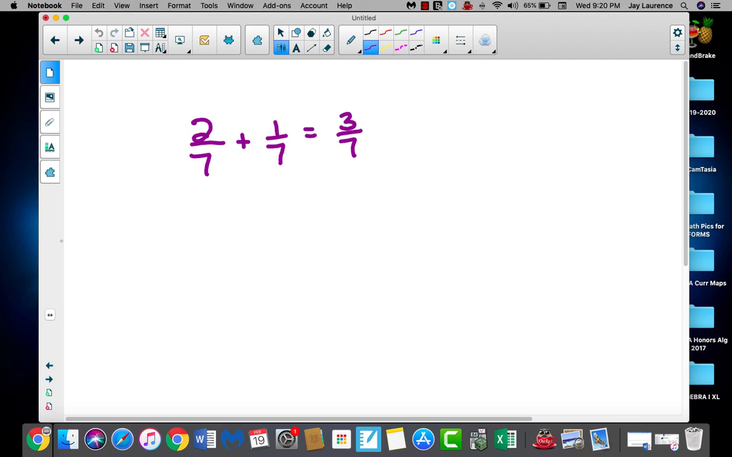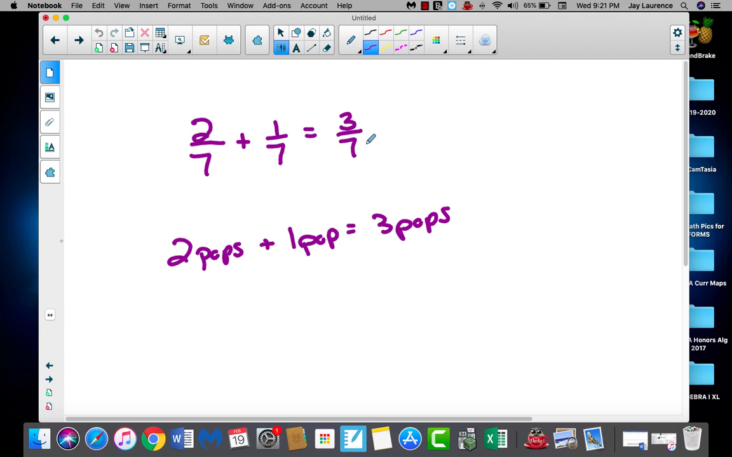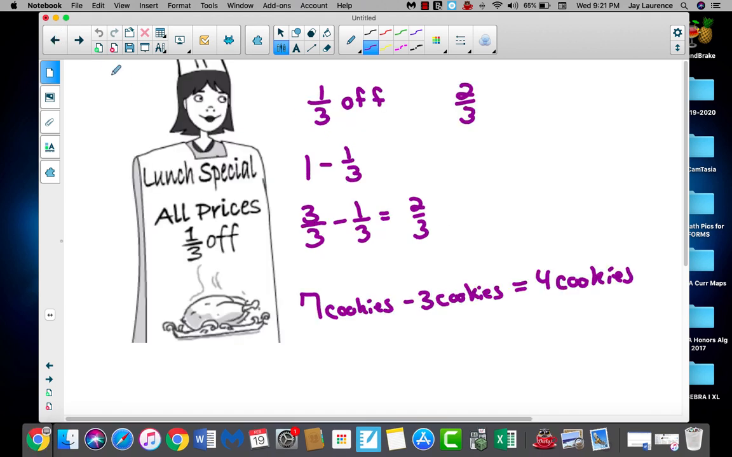Not 3/14. That makes no sense. Now don't call this 2/7 because that's not what it is. It's 2/7. 2/7 plus 1/7 is 3/7. I almost said 3 cookies. Just like 2 pops plus 1 pop are 3 pops. It's the same logic. So the denominator is the label. Okay, so let's go back to this.